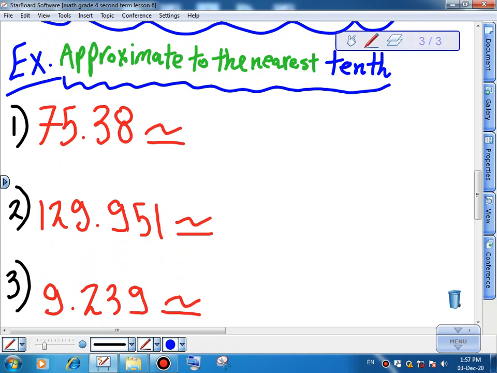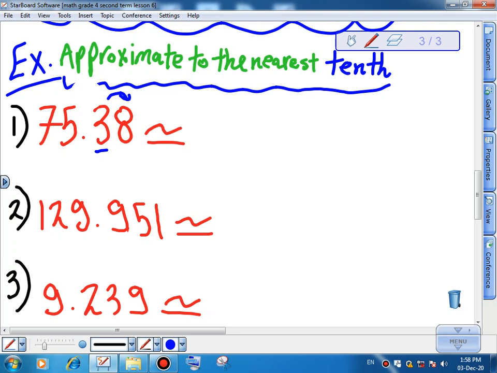So if I need to approximate to the nearest tenth, the first example, 75 and 38 hundredths. I need to approximate to the nearest tenth. Approximate to the nearest unit: look to the tenth place. In each of these cases, I look to the digit after the one I need to approximate to. So approximate to the nearest unit, I look to the tenth place. Approximate to the nearest tenth, I look to the hundredth place, to see if it's weak or strong. Okay, look to the first digit after the digit you need to approximate to.